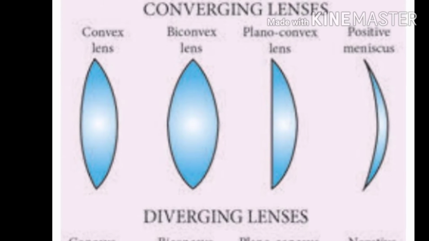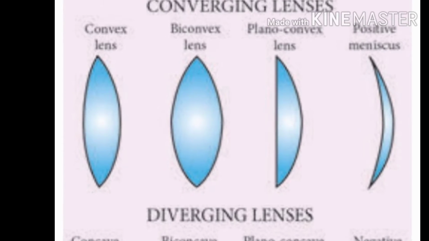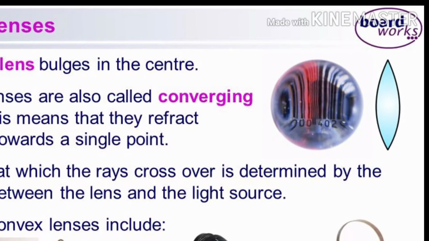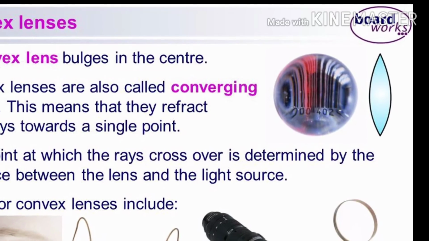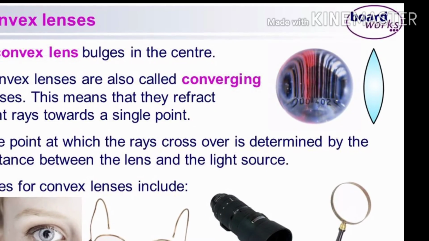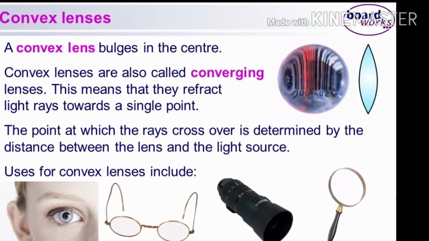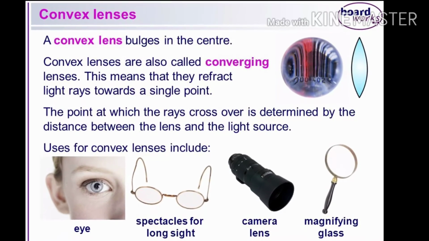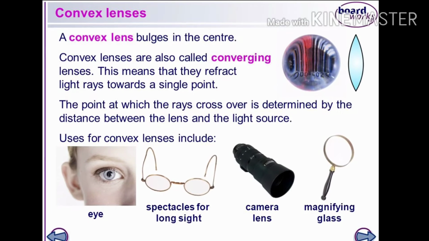A lens may have two spherical surfaces bulging outwards. Such a lens is called a double convex lens. It is simply called a convex lens. It is thicker at the middle as compared to the edges. A convex lens converges light rays. Hence, convex lenses are called converging lenses.